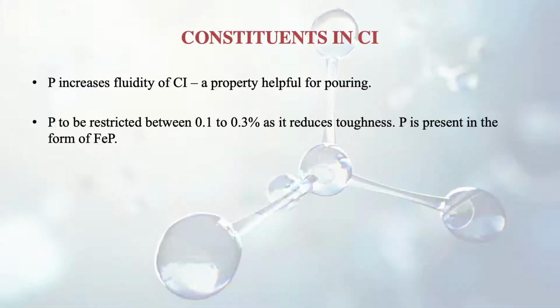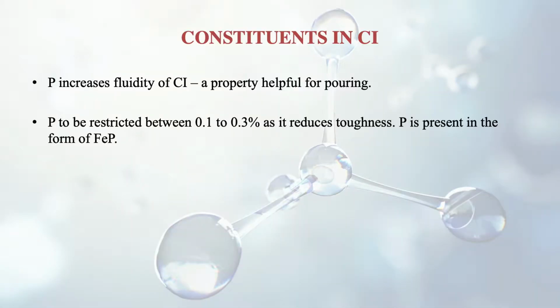So phosphorus is not that bad for CI, but again it has to be restricted between 0.1 to 0.3%, because it reduces the toughness. So the toughness of CI will be reduced if phosphorus goes beyond a certain limit, and it is generally present in the form of FeP. The chemical formula is FeP, that is iron phosphide, we can say.